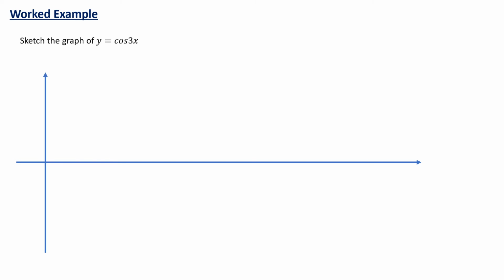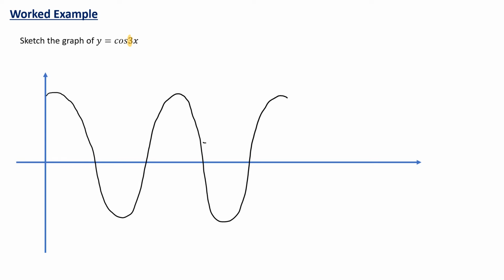Okay, that means we're going to have 3 revolutions of our cos graph. This will be quite hard to draw, I think. It helps if I've not got my highlighter on. There we go. Okay, so we're going to have 1, 2, 3 revolutions in 360 degrees.